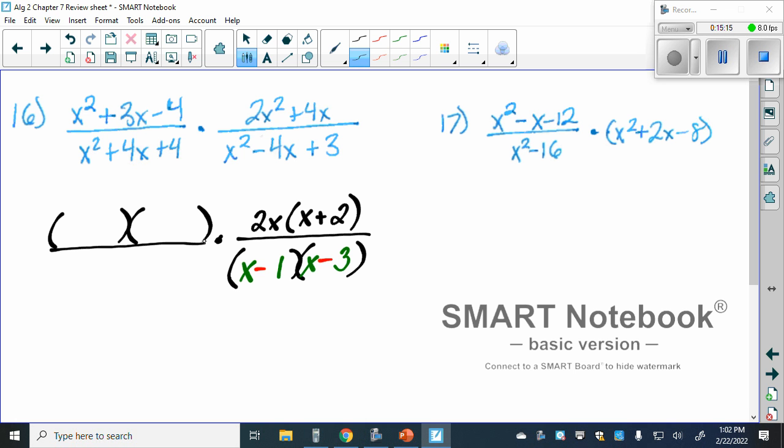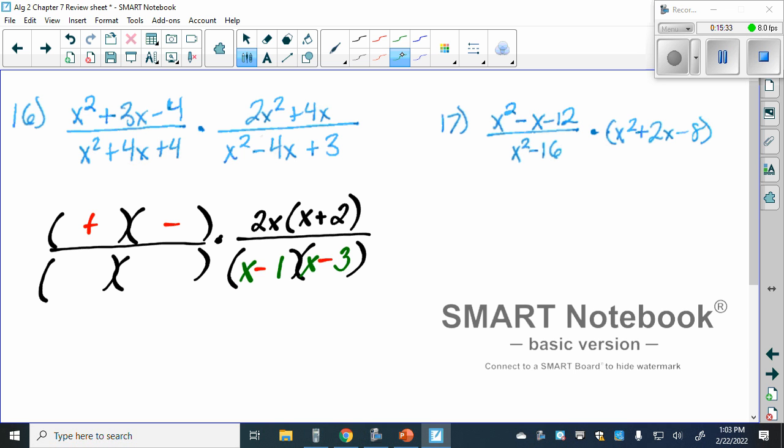We'll need to factor the other two anyways. We can start with the numerator, the x squared plus 3x minus 4. Since the 4 is negative, our signs are opposite. One's going to be positive, one's going to be negative.